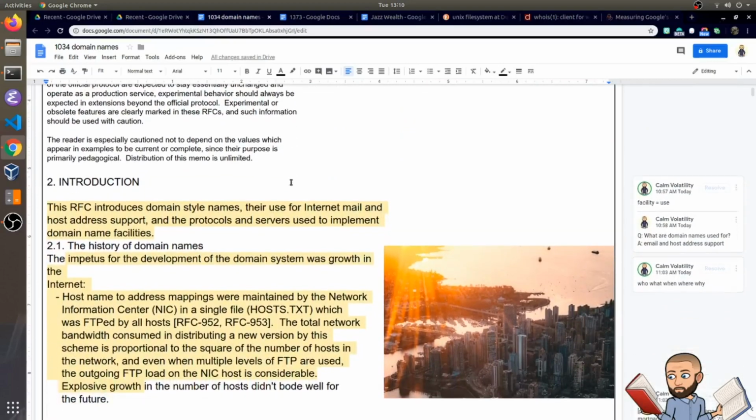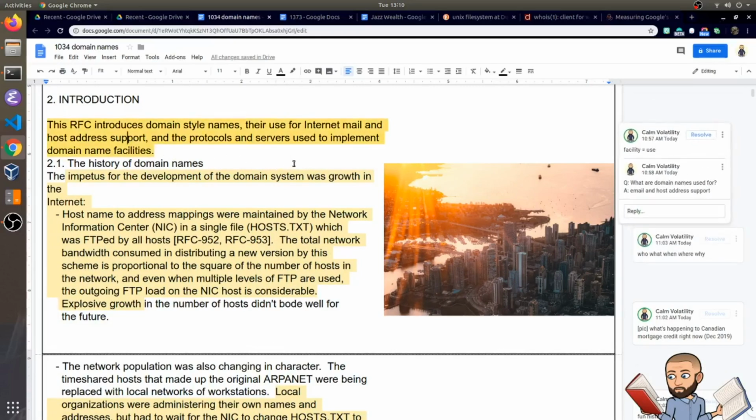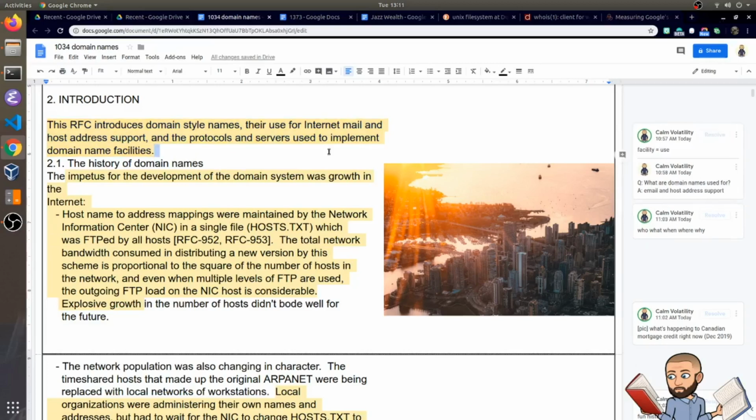But this RFC introduces domain style names. They're used for internet mail and host address support, and the protocols and servers used to implement domain name facilities. So the RFC introduces names, blah blah blah, and protocols and servers used to implement domain name uses. So if you want to use domain names, this is the RFC to read.